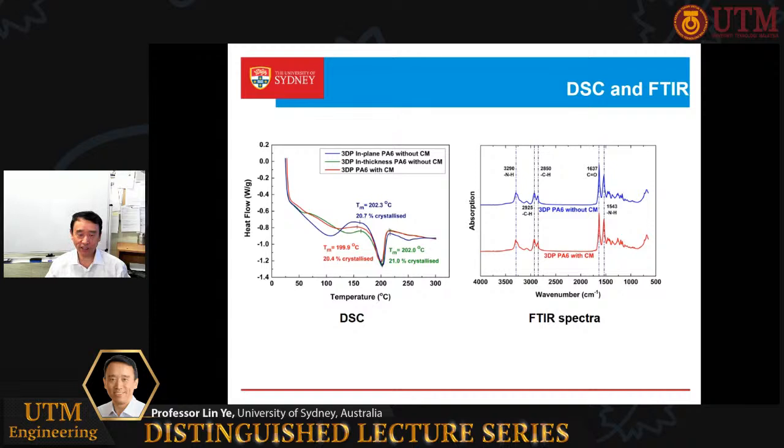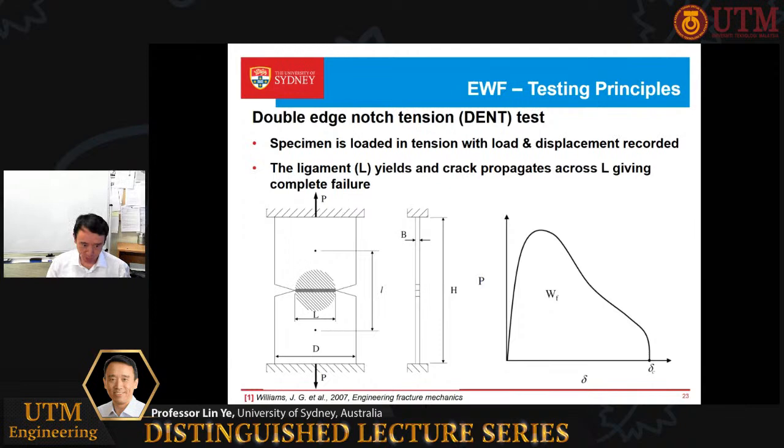Okay, so what is the essential work of fracture? It is really trying to understand and characterize the energy needed to create a new surface. Normally it's applied to a thin film. When you load it, you may have large scale yielding, but eventually the material will separate at this ligament area.